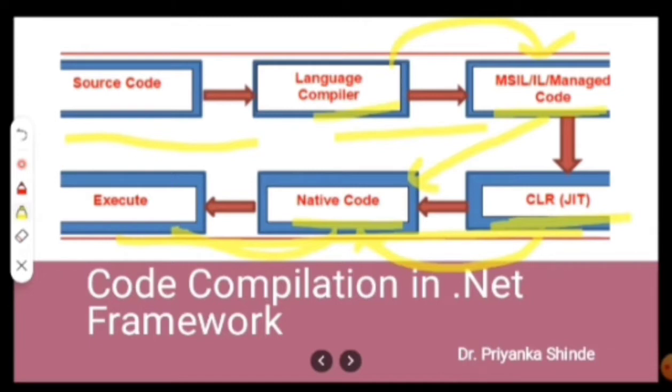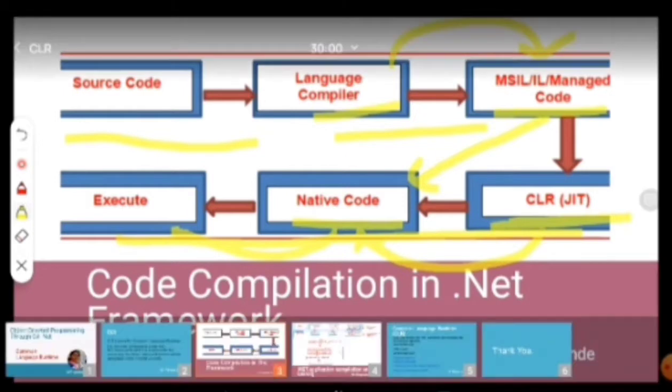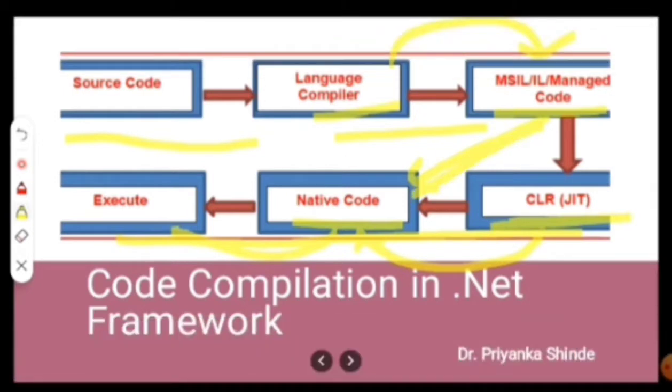Okay, so what is JIT? JIT is the just in time compiler. It is the component of CLR that is responsible for converting MSIL code into native code. And what is native code? Native code is the code which is directly understandable by the operating system. So this is the code compilation in .NET framework.